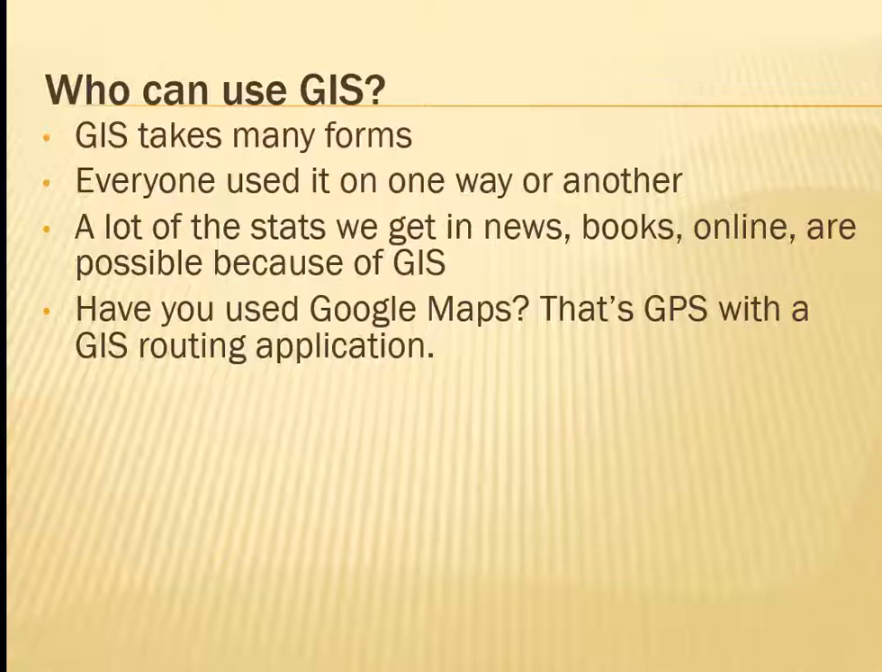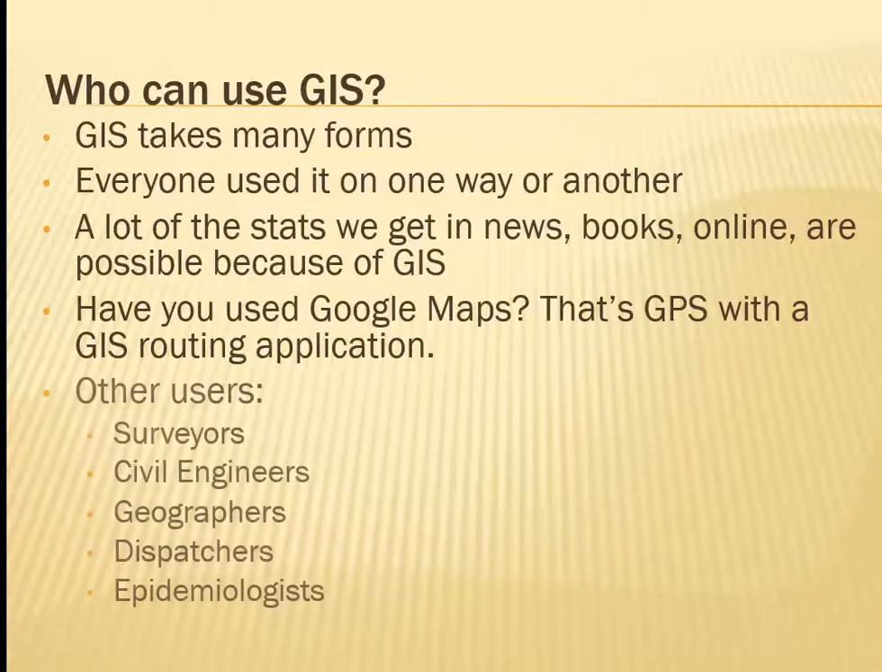Okay, so now Google Maps, as I mentioned, has GIS, and surveyors, civil engineers, geographers, dispatchers, and epidemiologists use this a lot because they can track the spread of disease based on a number of factors, and therefore they can figure out if something is waterborne, airborne, etc.